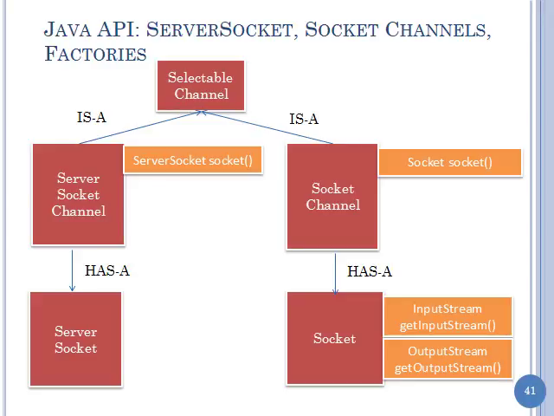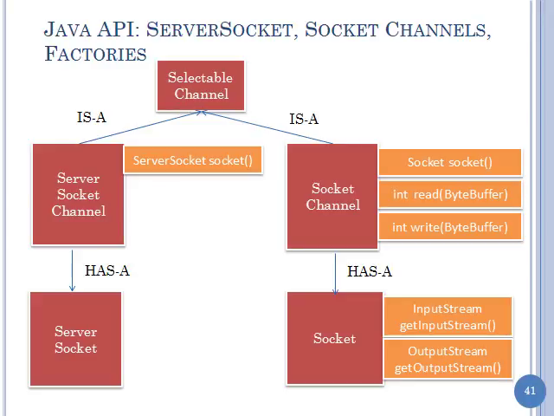So with sockets, you either do input or output. With channels, you can do input and output in the same channel object, and you do it in terms of byte buffers. Okay, so that's a big difference. So you can read a byte buffer, you can write a byte buffer. Okay, you don't have to get input stream or get output stream.